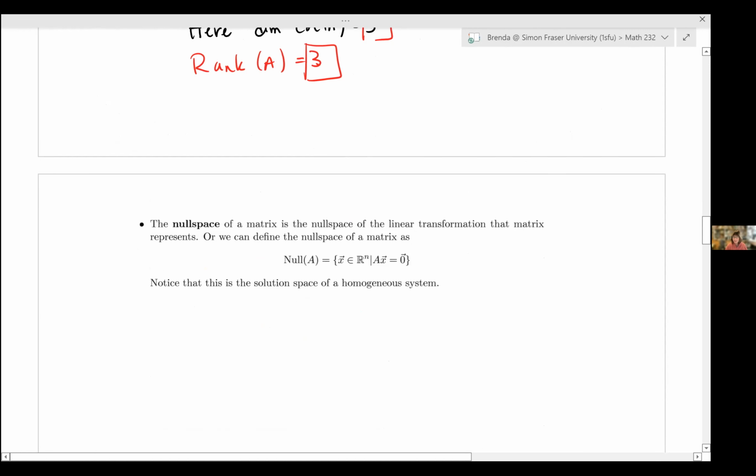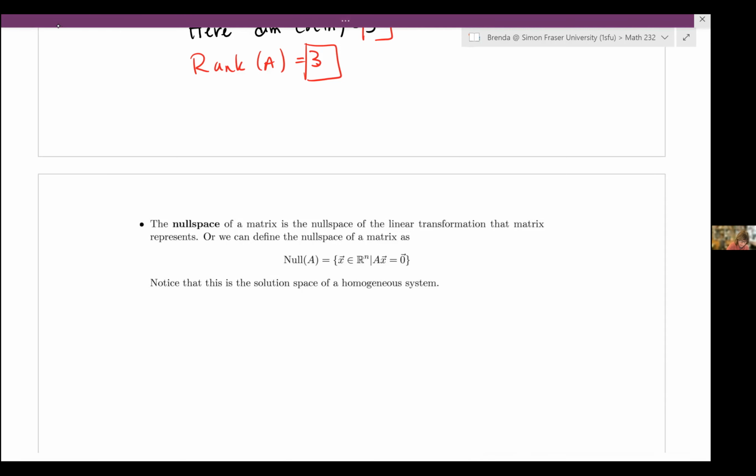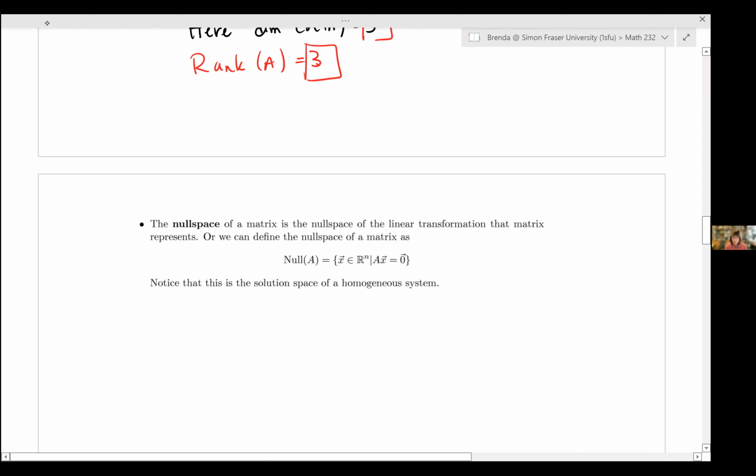Now we talked about the null space or kernel of a linear transformation. This can be ported directly over to the null space of a matrix, because we know that we can represent linear transformations as a matrix, and that the determination of the value of the output of a linear transformation can be made by doing matrix vector multiplication. So this is just a porting of the idea of the kernel of a linear transformation over to the matrix that represents that linear transformation.